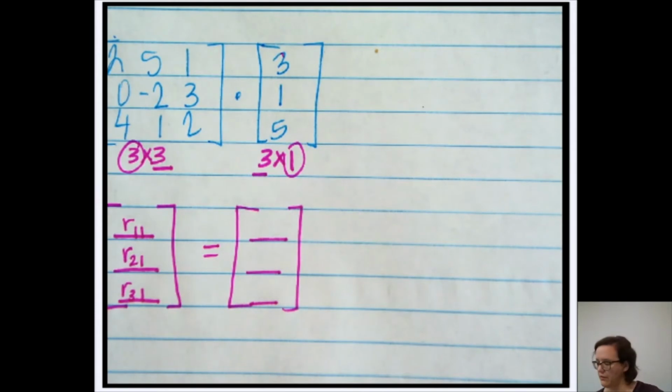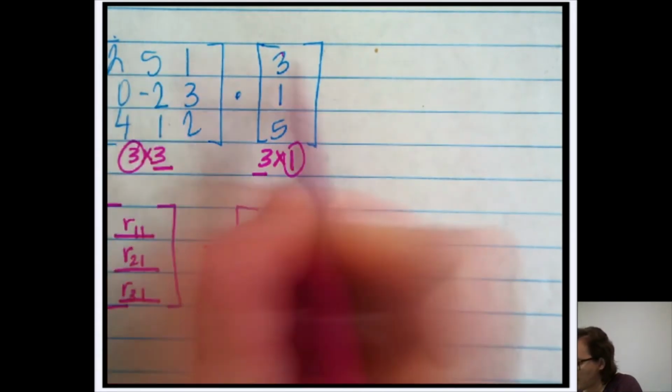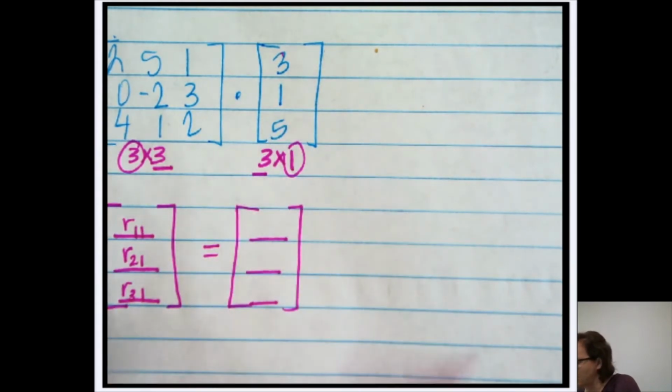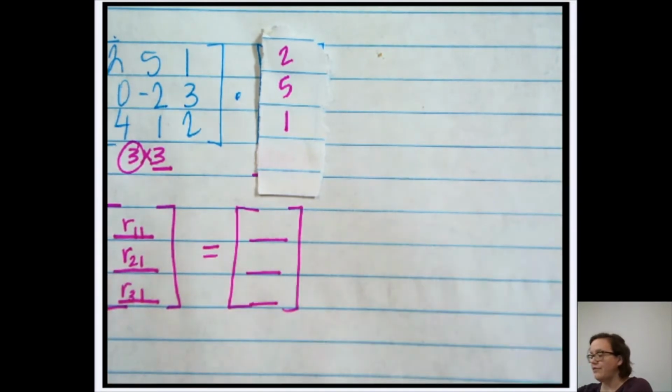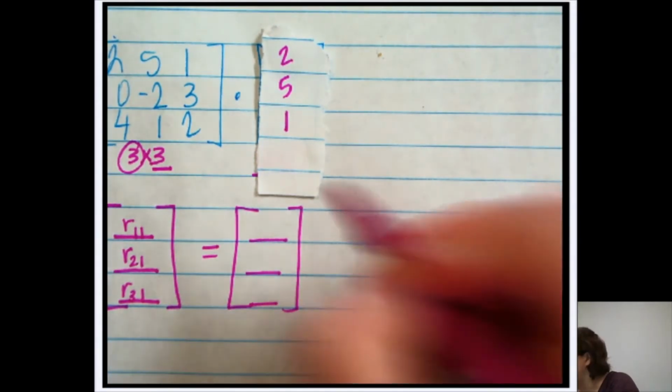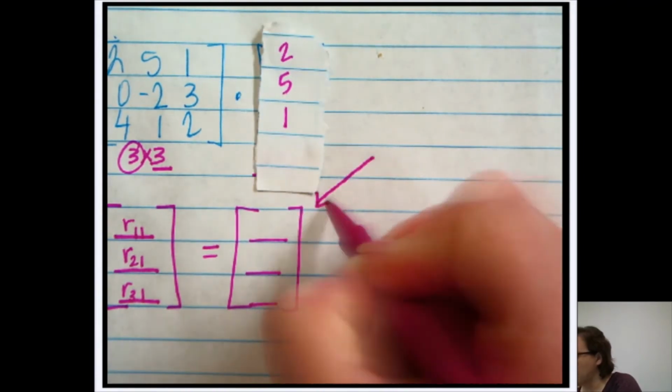So let me find my, okay, so this says to take row 1 and column 1. Okay, so I take that 2, 5, 1 and I put it on top of there. And if you have to, cut out pieces of paper or something, like I did here. If not, just think about laying it on top.